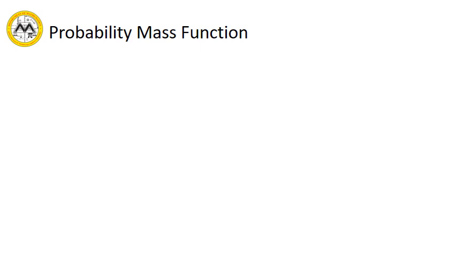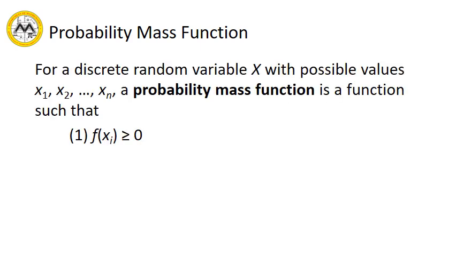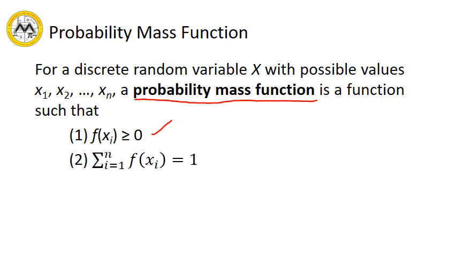The probability mass function. For a discrete random variable x with the possible values x sub 1, x sub 2, up to x sub n, a probability mass function is a function such that, first, f of x sub i is greater than or equal to 0. Taking note that this is a probability, its value should always be positive for all values of x. Second, the summation of f of x sub i for i equal to 1 to n should add up to 1.